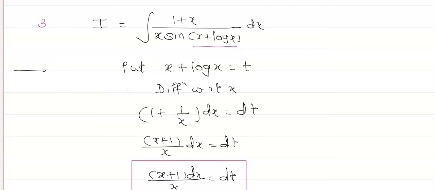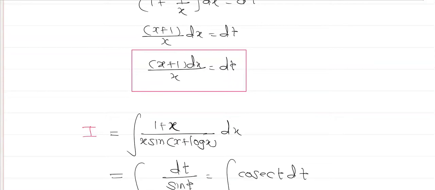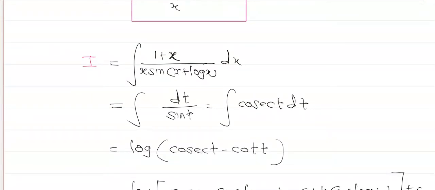And therefore that is a function, meaning what? What is the value of t? The value of t is x plus log of x, and we differentiate it, and again we simplify it. 1 plus 1 upon x is nothing but (x plus 1) upon x, into dx is equal to dt. Now we have the value (1 plus x) upon x into dx, which is equal to dt. Therefore I is equal to the integral of (1 plus x) upon x into dx, whose value is dt, and that's why integral dt upon sin t.